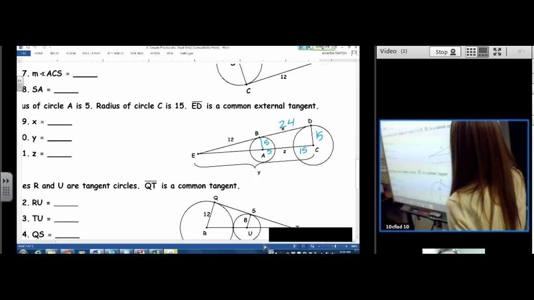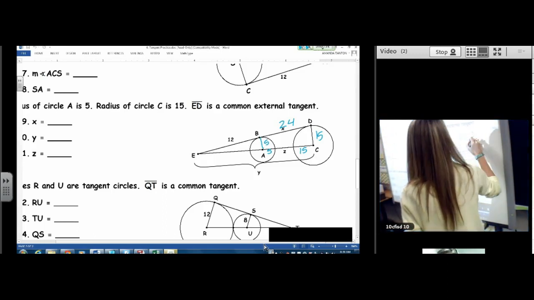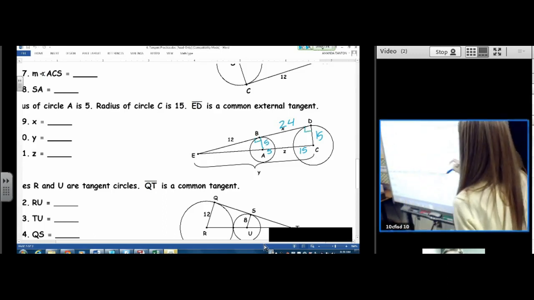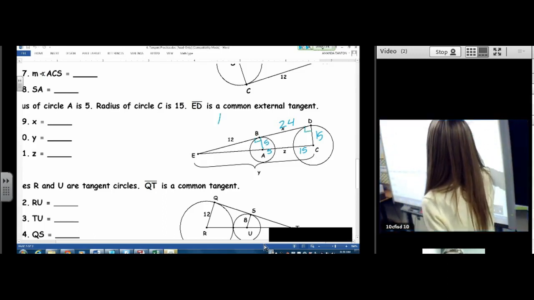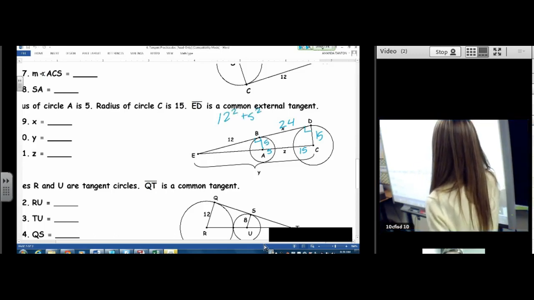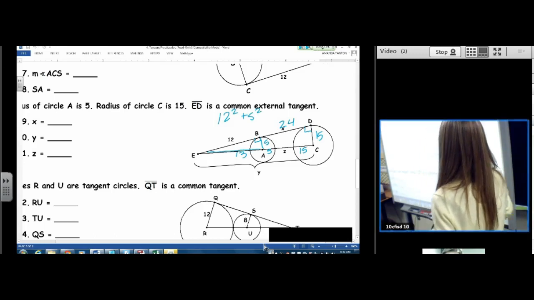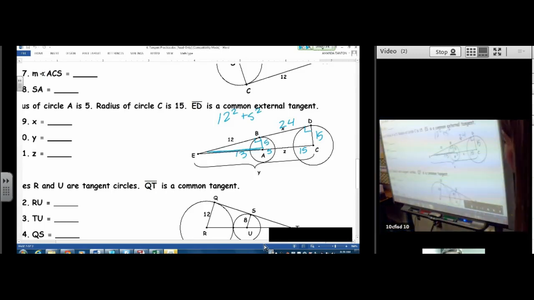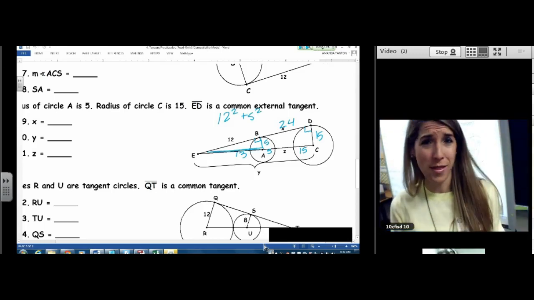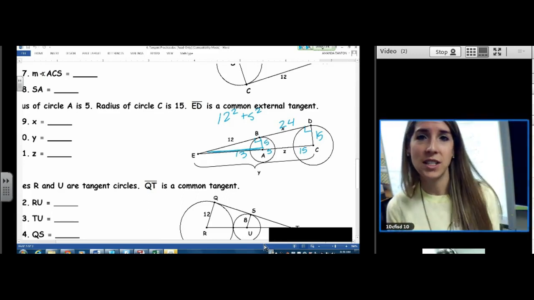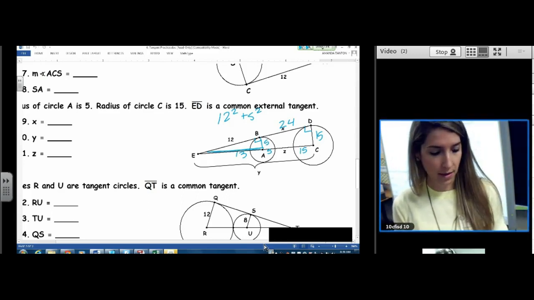You could also do when a radius meets a tangent line, you get a right angle. So Pythagorean theorem, 12 squared plus 5 squared, that'll give you 13. So you know that that's 13 right there. And if we know our scale factor is 1/3 or 3, then we can just take 13 and we can just multiply it by 3.